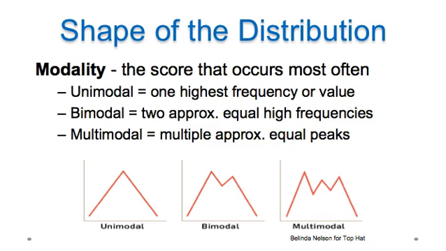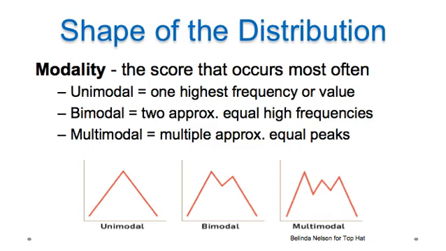Modality of a distribution will tell us the score or scores that occur most often. Are there major peaks? Single peaks, which means the distribution of data is unimodal. Double peaks, which means the distribution is bimodal. Or multiple peaks, which means the distribution is multimodal. Oh, and by the way, no peaks means no mode. And there are times when a distribution will have no mode.